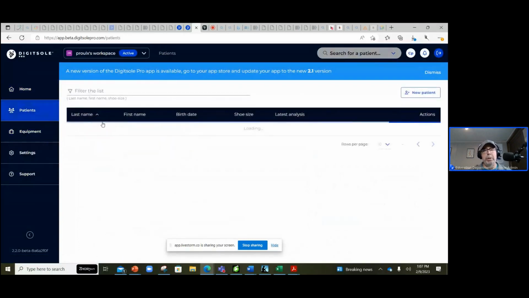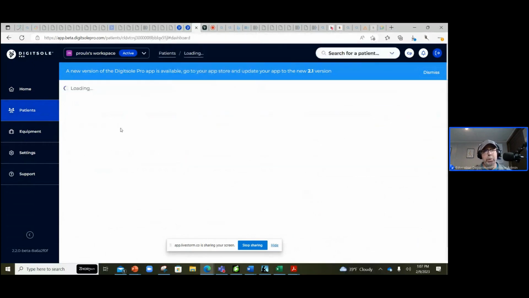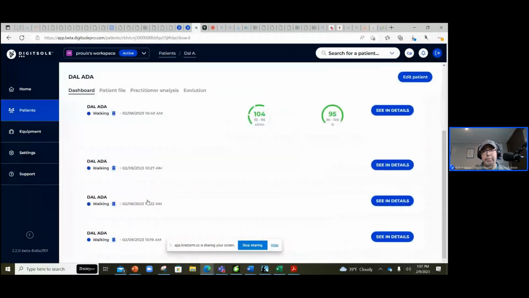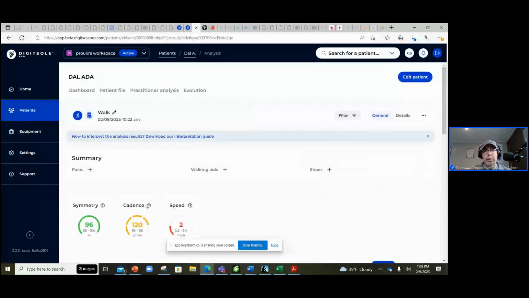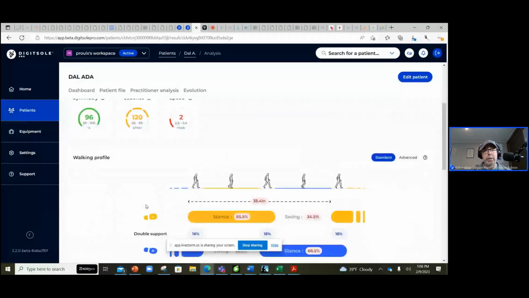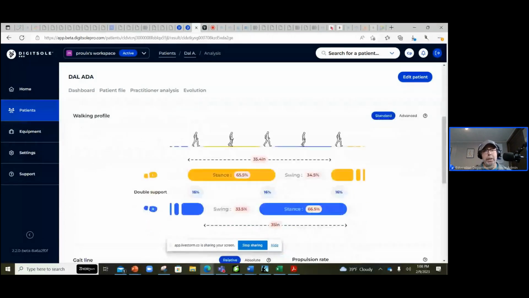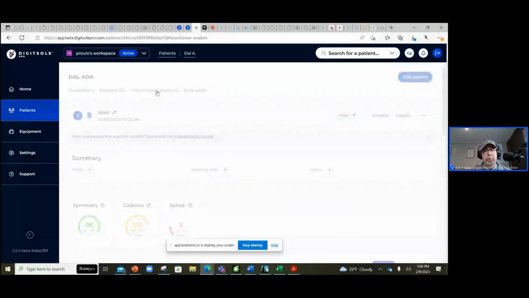So you can click on patients, and I have multiple screens open, as you can see across the screen up top here, but I have multiple versions here. So right here, we're going to pull up this particular patient. I click on the patient, and it shows you the analyses, and you choose the analysis that you want to look at. And we can see here that across the top, we've got the symmetry, cadence, and the speed. And actually, I had him at 2 miles per hour. And let's say I wanted to go back and choose another one.